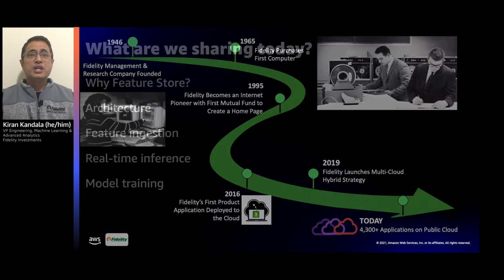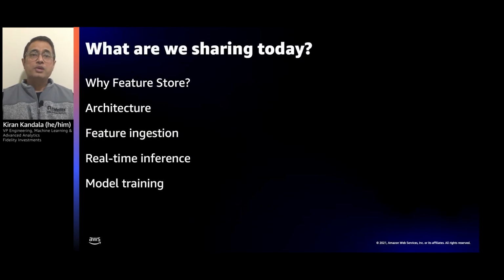I'm here to share with you all our AWS feature store adoption journey. We will start with the primary reasons for choosing a feature store, a high-level architecture that provides an end-to-end flow of a high volume and velocity use case, followed by how we are ingesting features into the feature store and how those features are being leveraged for model inference and training.